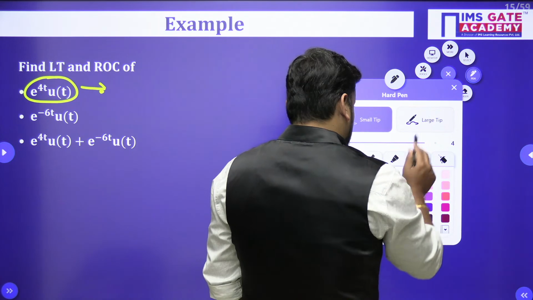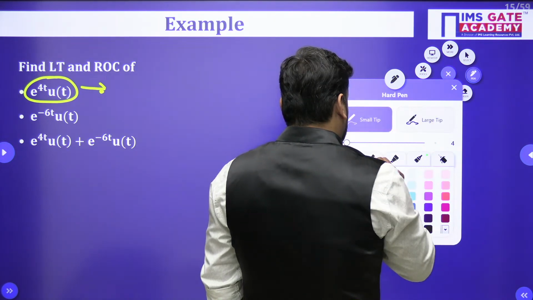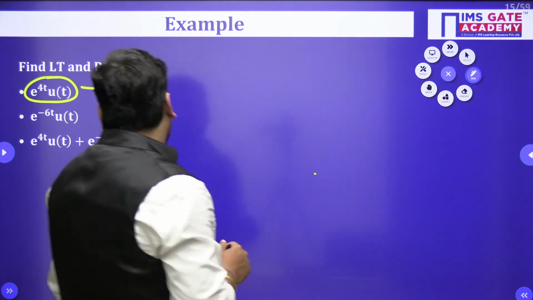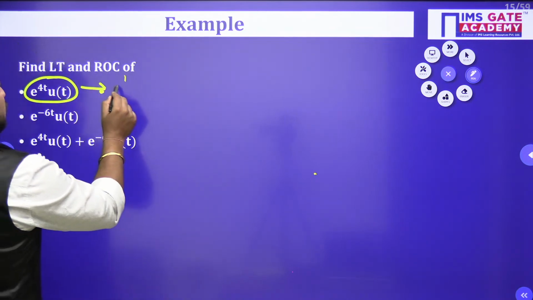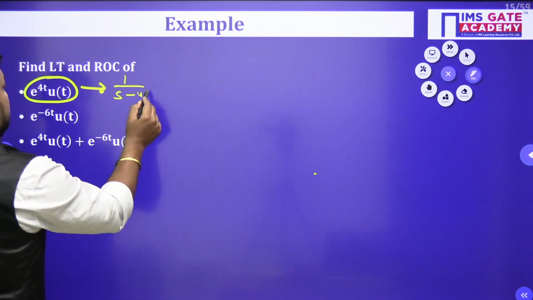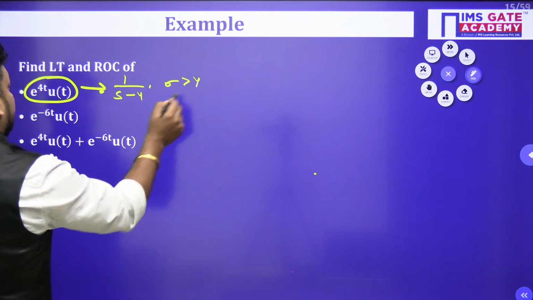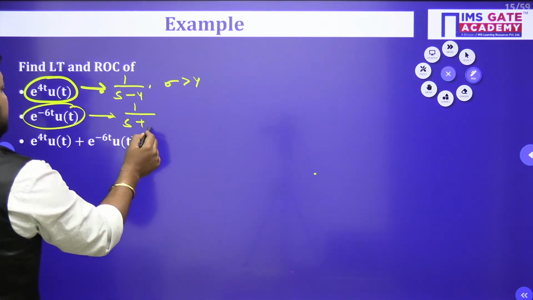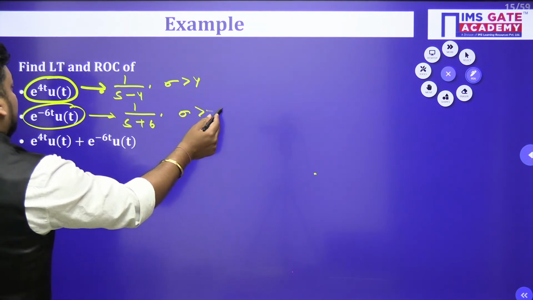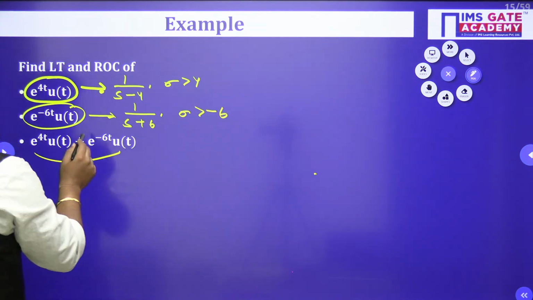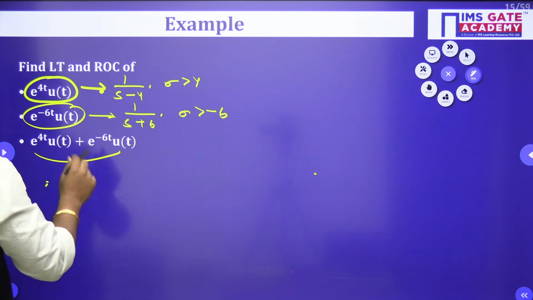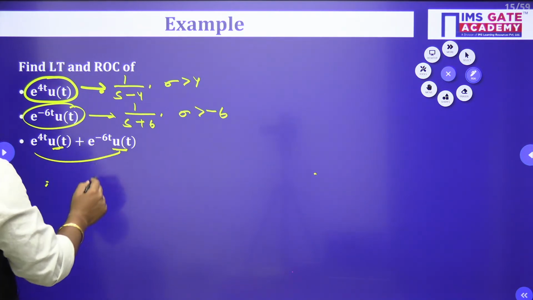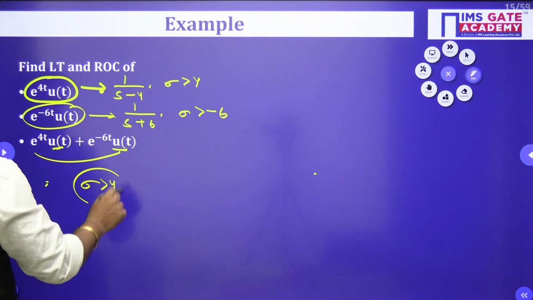So here I will take this color. Okay. So tell me, e to the power 4t u(t) Laplace transform is nothing but 1 upon s minus 4, and the ROC is sigma greater than 4. Similarly, e to the power minus 6t u(t) gives 1 upon, opposite sign, so s plus 6, and sigma is greater than minus 6. And here you have to just add, and the common ROC is right-hand side to the rightmost pole. It means the common ROC is sigma greater than 4.